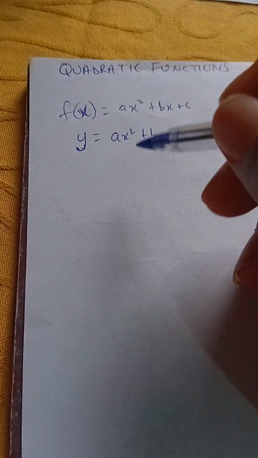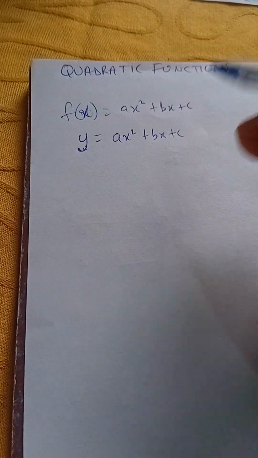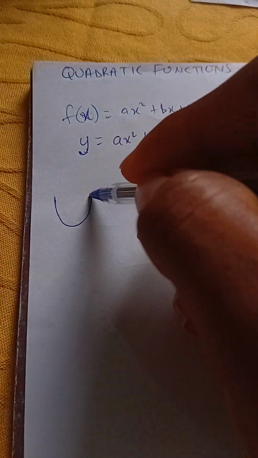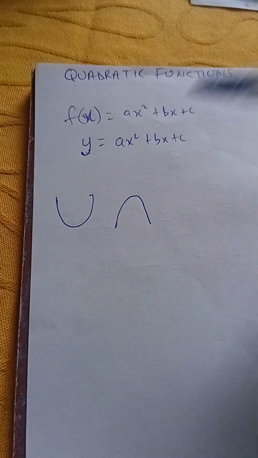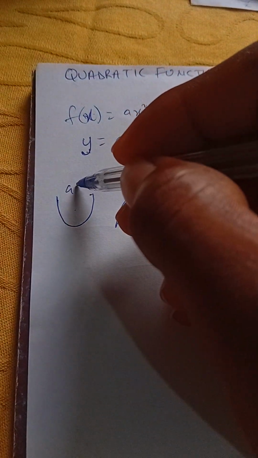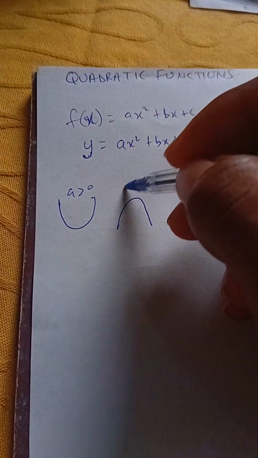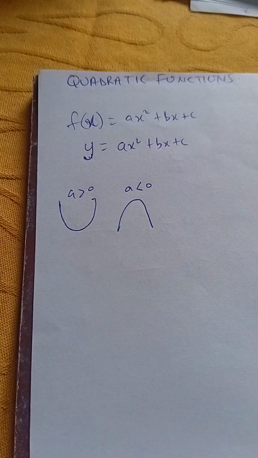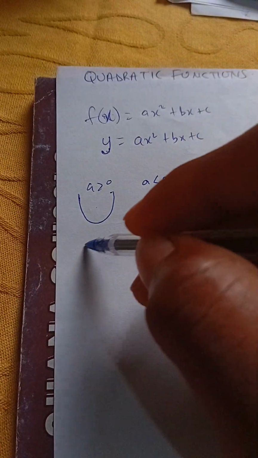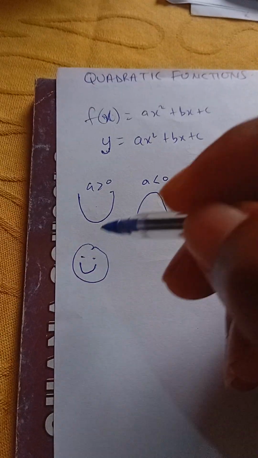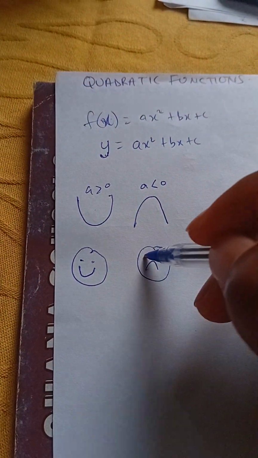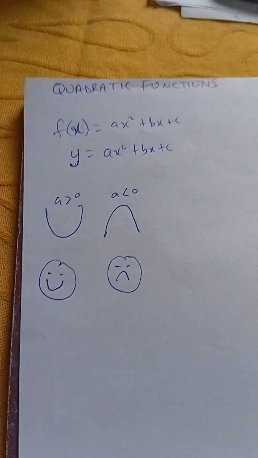Now, when you plot a graph for a quadratic function, you can get either a minimum curve or a maximum curve. Minimum curve means your a is positive, greater than 0. Maximum curve, a is less than 0, negative. So, positive people are always smiling, negative people are always frowning. We are good to go.